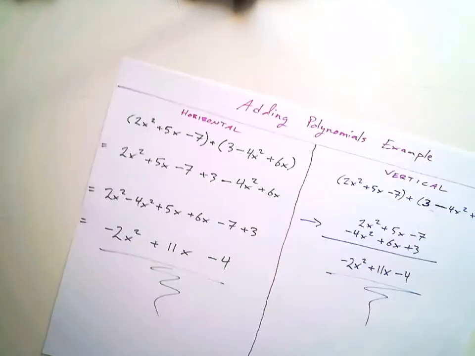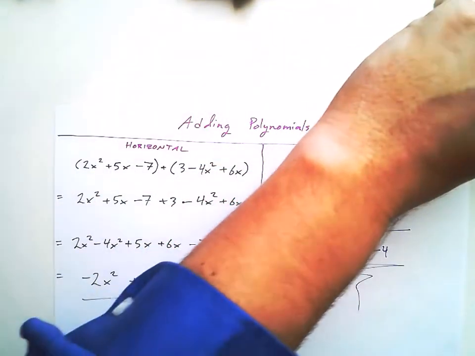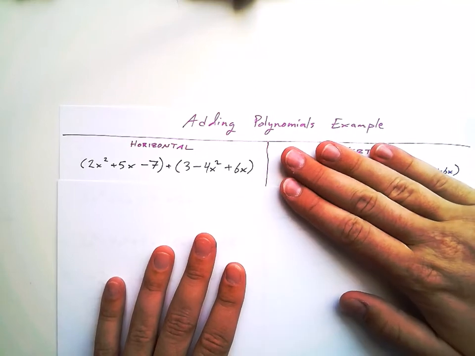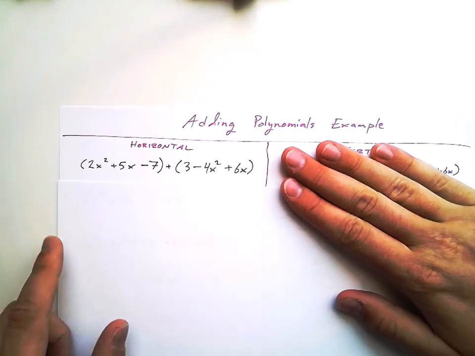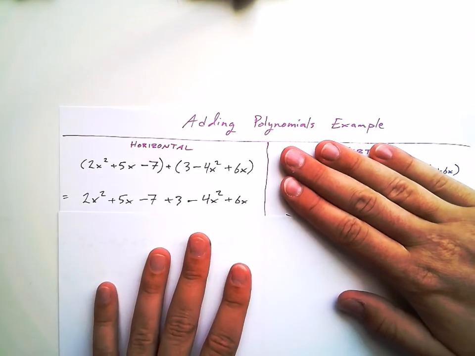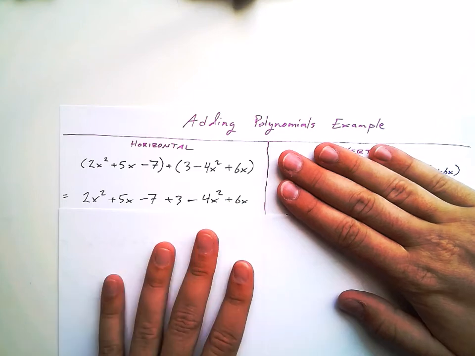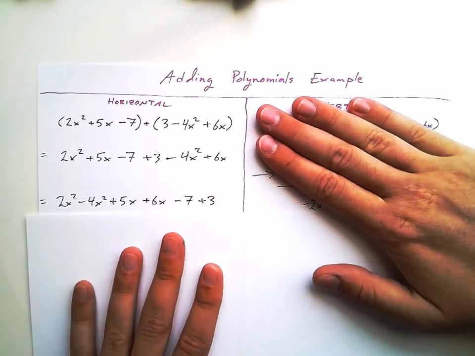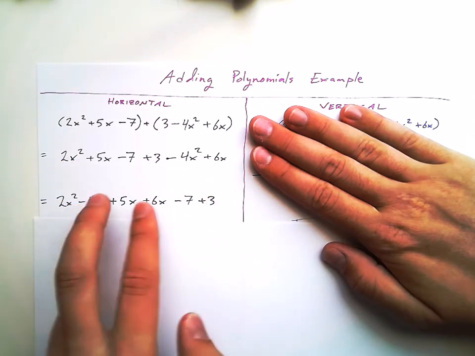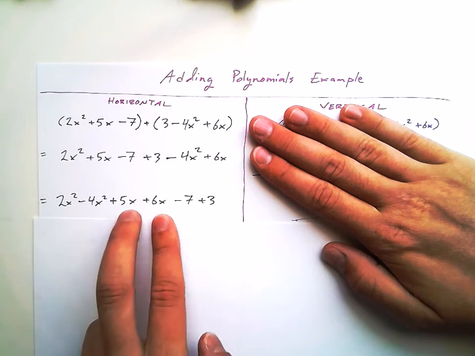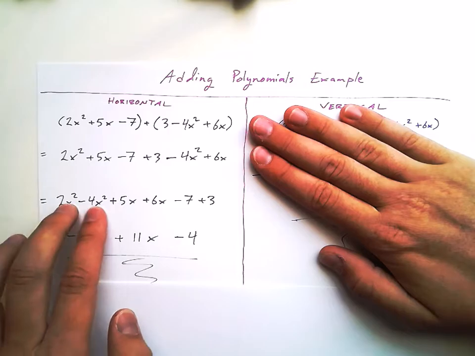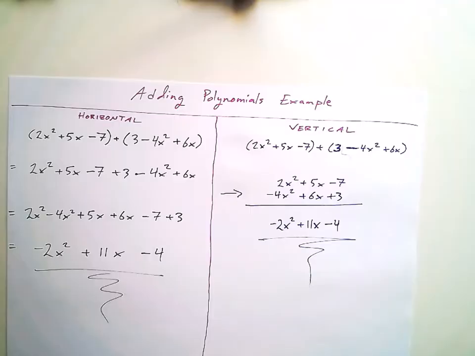All right, 2 quick examples. First one, adding polynomials. I'm going to show it 2 ways. You can write it whichever way you want on your paper. Horizontally, I first get rid of the parentheses because the order you add things in doesn't matter. Then I put the x squareds together at the front, then the x's together in the middle, then the constant terms at the end, added the like terms together, and got that.